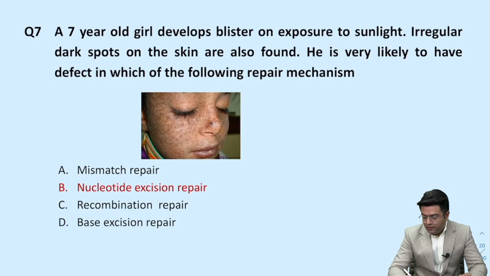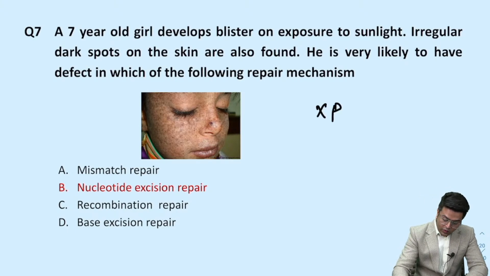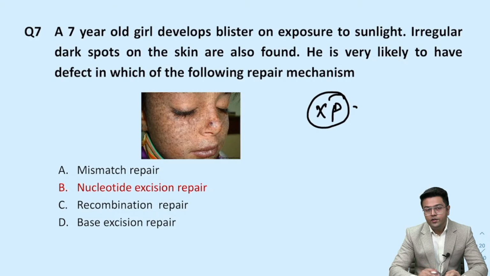Anyone watching me right now? Anyone answer? What is this case? This is a case of xeroderma pigmentosum. Xero means dryness, pigmentosum means pigment, freckles that develop here. It's very common in countries like India also. So nucleotide excision repair is defective here.